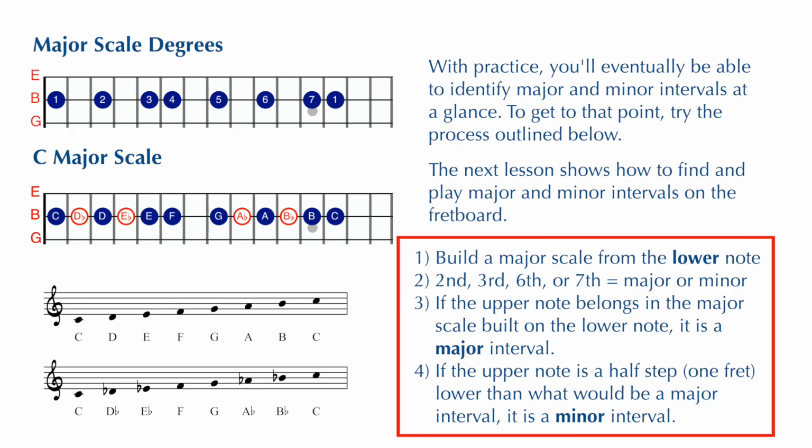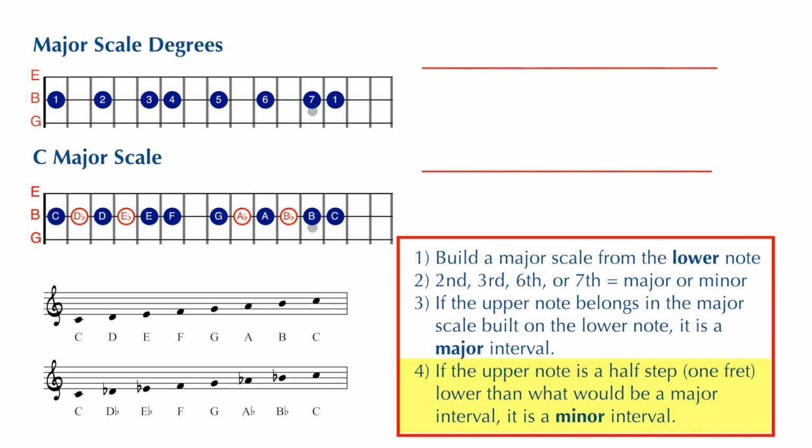To get to that point, take yourself through this process. Build a major scale on the lower note of an interval. If that upper note belongs in the major scale that's built on the lower note, it's a major second, third, sixth, or seventh. If that upper note is a 1/2 step lower than what would have been a major interval, it's a minor second, third, sixth, or seventh.